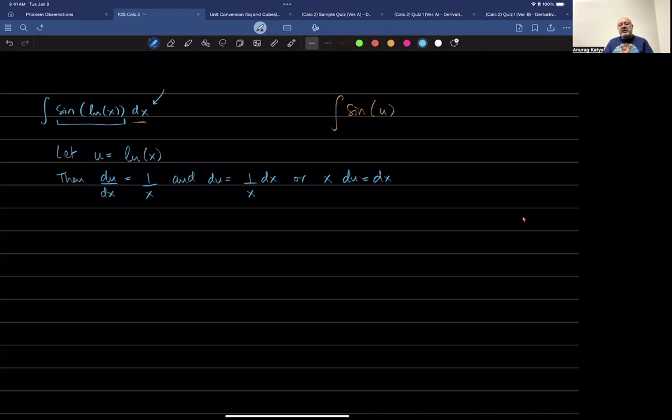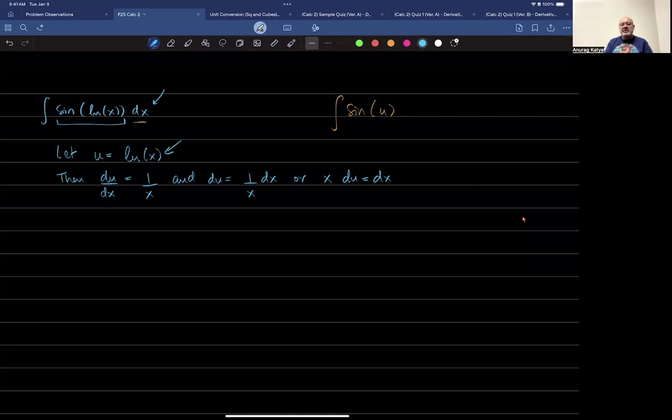Because I can replace this with sine of u, but then the dx I'm getting stuck with. And usually these are the problems where you use that as a hint and say, I don't have this extra x or 1 over x anywhere in my original problem. When that happens, 99% of the time means you have to go back here and solve for x.